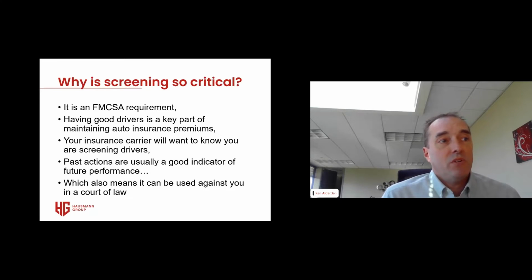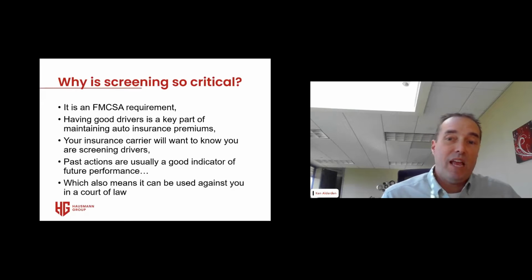A big chunk of this, though, has to do with your driver's performance, and hopefully this is how it does change your premiums. Past actions are usually a pretty good indicator of future performance. If you have a driver that's had a whole bunch of speeding tickets in the past 10 years or 3 years, chances are pretty good they're going to have some stuff like that with you as well. And if we can do those things and screen those drivers out, it helps. And the opposite of that is true as well.